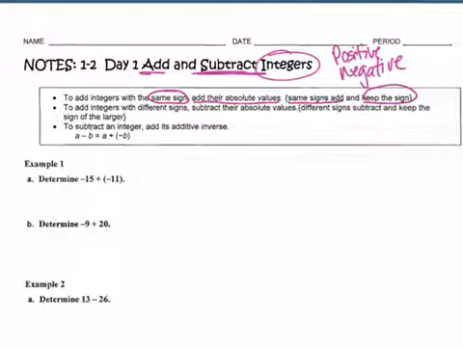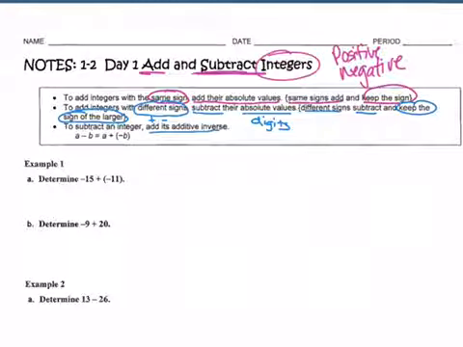To add integers with different signs, so say we have a positive and a negative, then we're going to subtract their absolute values, which means just the numbers. So just look at those digits. Ignore the signs when you're subtracting them. Then when they have different signs, subtract. Keep the sign of the larger number, so the larger digit. To subtract an integer, add its additive inverse. Okay?